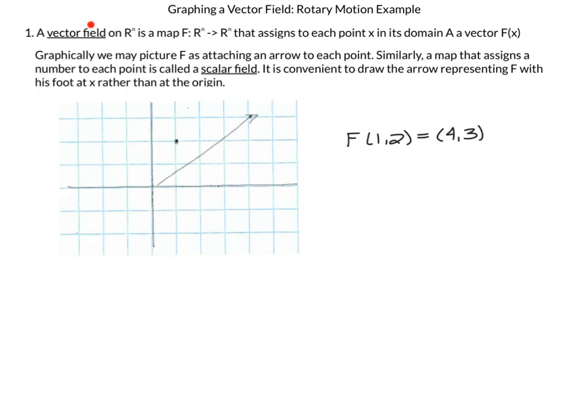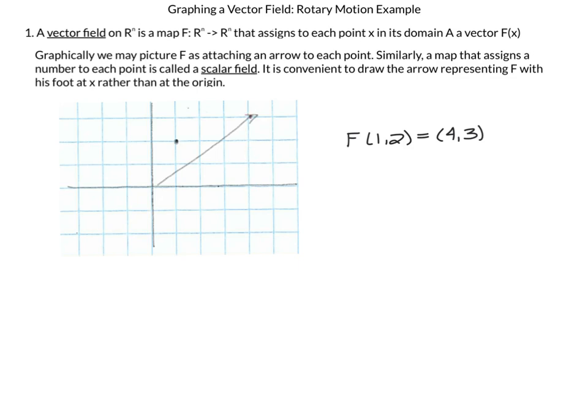The definition of a vector field: it's a map, capital F, that goes from some space R^n to R^n, and it assigns to each point X in its domain a vector. Here's an example of a vector field, which I denote with a capital F. Vector fields I usually like to denote with a capital letter. It assigns to the point (1, 2) in my R^2 space the vector (4, 3). So I went over 4 in the x direction, 3 in the y direction.